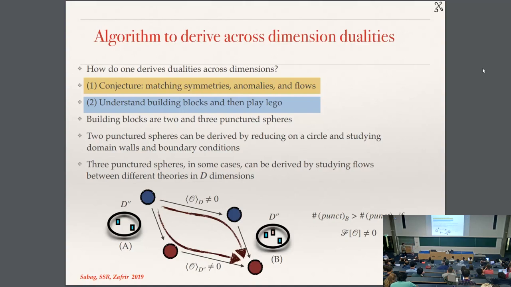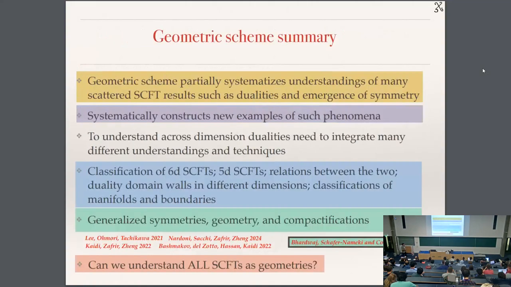I don't have time to give you any details of this. So this is a summary of this geometric scheme. Using this geometrical scheme, we can partially systematize understanding of a lot of scattered SQFT results, such as dualities and emergence of symmetry. We can systematically construct new examples of dualities that were in principle not known before.